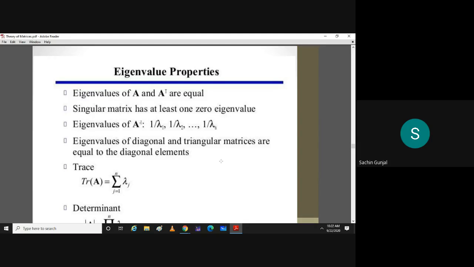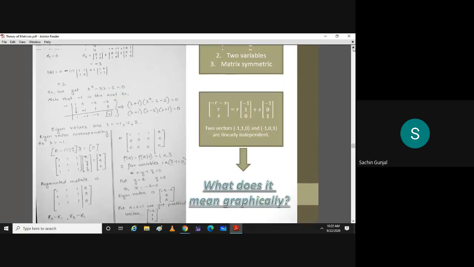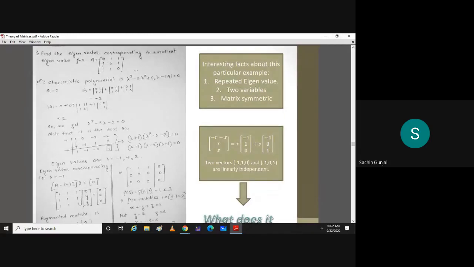What do I mean by that? If this matrix is given to you, A = 0 1 1, 1 0 1, 1 1 0, and I ask you what are eigenvalues of A raised to 5, can you tell me? -1 and 32. Is that clear to everyone?